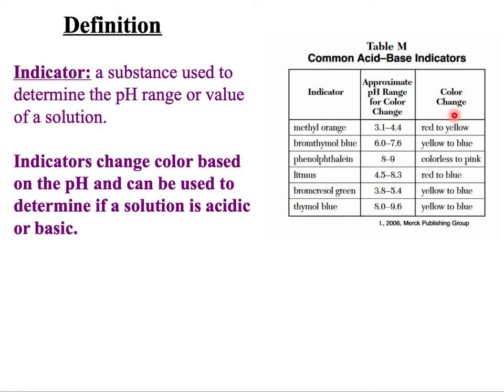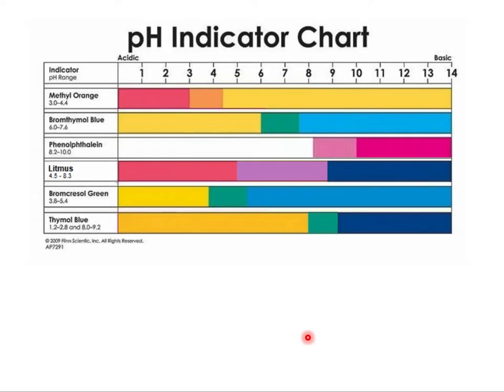Well, what happens if we're above or below those numbers? Anywhere below 3.1, we're going to be red. Anywhere above 4.4, we're going to be yellow. Anywhere in between, you're a mix of colors, which you can see here. So that's methyl orange. Anywhere below 3.1, we are red. Anywhere above 4.4, we are yellow. Anywhere in between, you're this orange color.